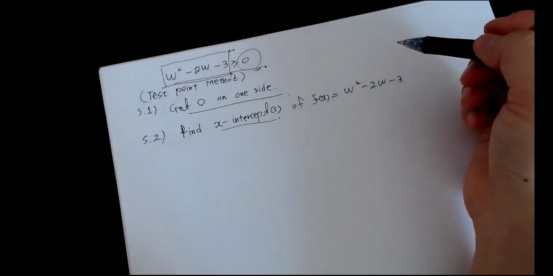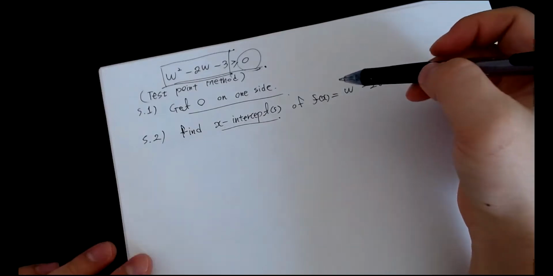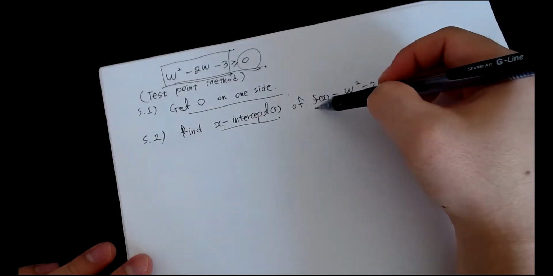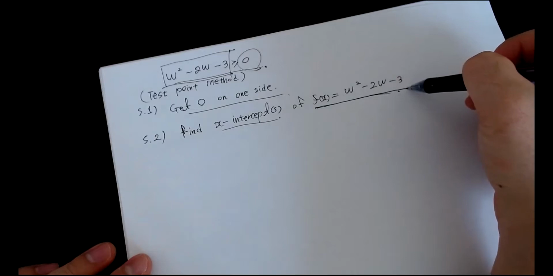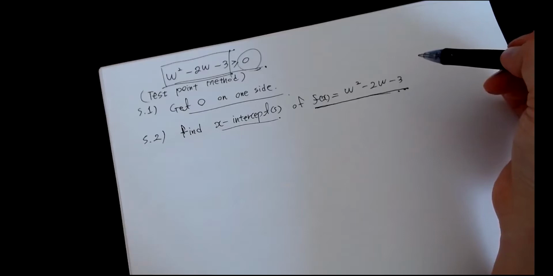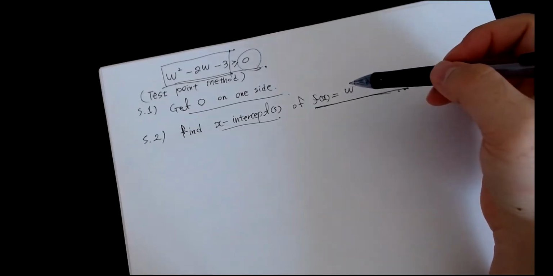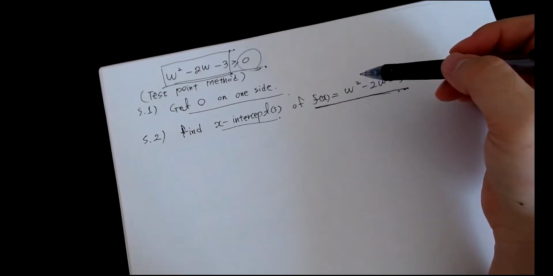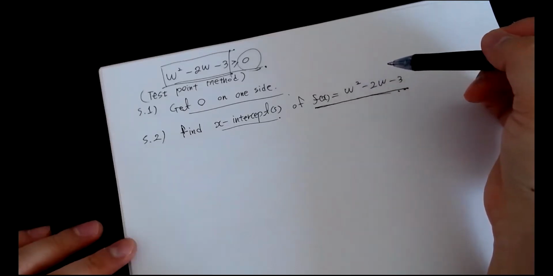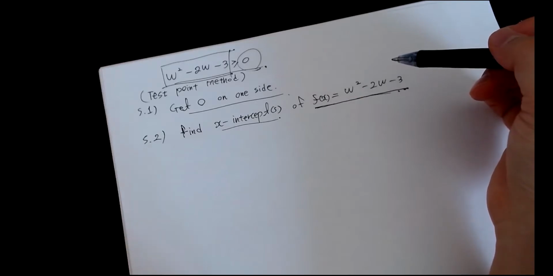So f of x is a function, but specifically this is a polynomial function, right? If the type of function is polynomial, then the x value making the function 0 is called the zeros. But for other types of functions, we can call that x value making the function 0 a root.